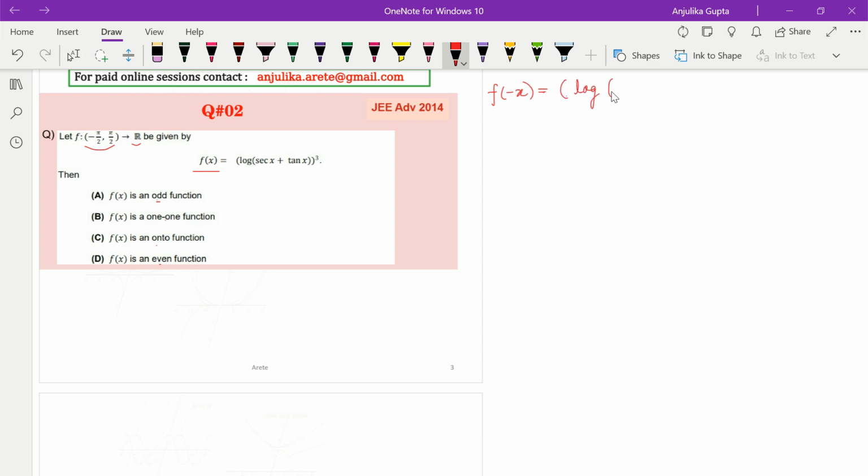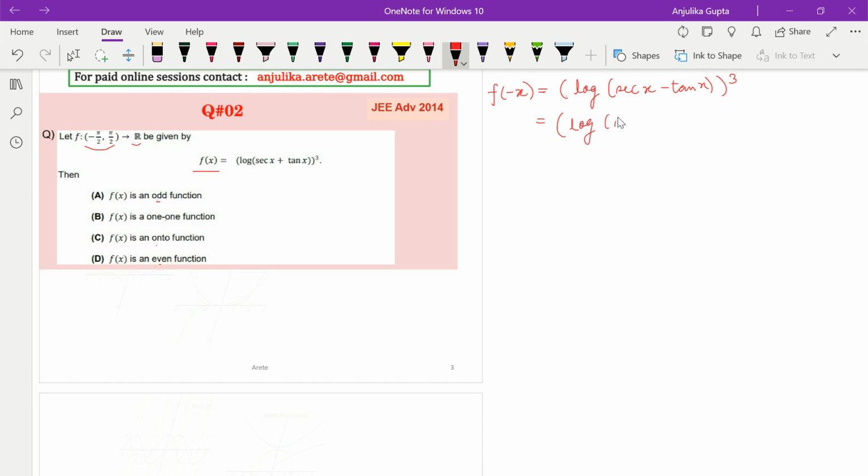What is your secant function? It's an even function. So secant of minus x is secant of x. Tan x is an odd function. So tan of minus x would be minus of tan x. So I'm just directly putting it here like this. Now you have to do a little bit of trigonometry here, because now secant x minus tan x. Do you know it is 1 over secant x plus tan x?